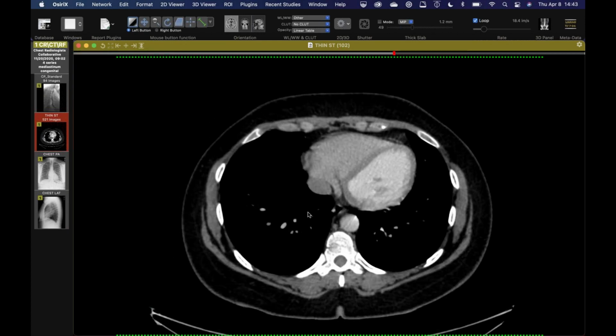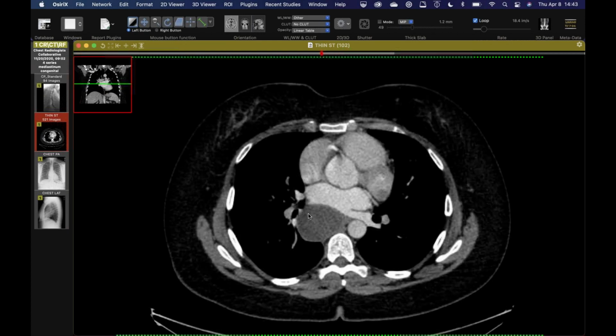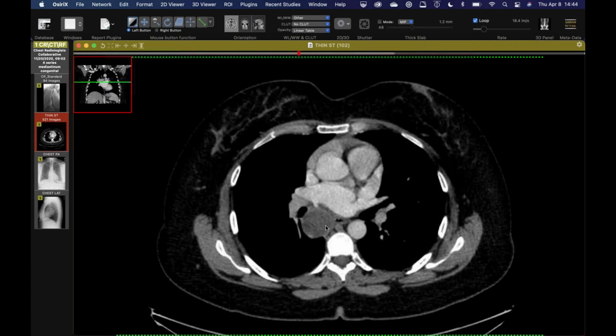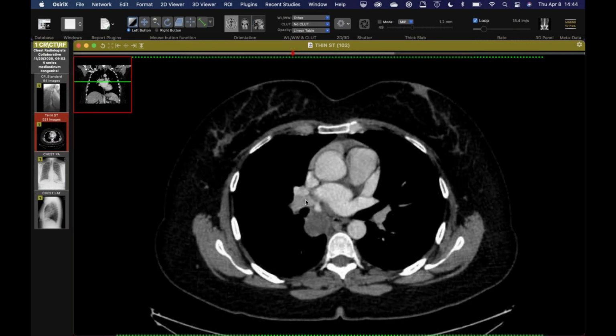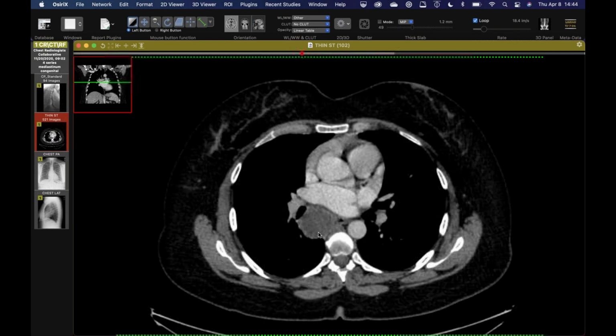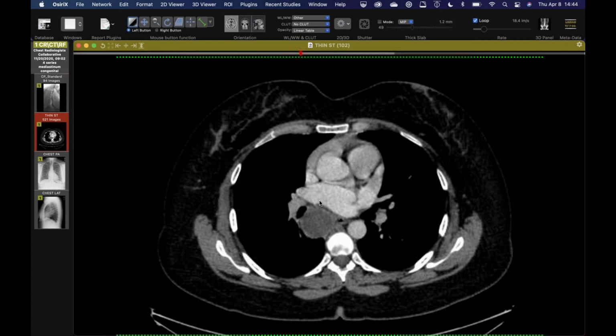So the point being is that we classically think this is the classic location for so-called bronchogenic cysts, but really they're all duplication cysts. And a nice little pulmonary vein anomaly here, a top pulmonary vein coming in. I know Howard's shown a bunch of those.